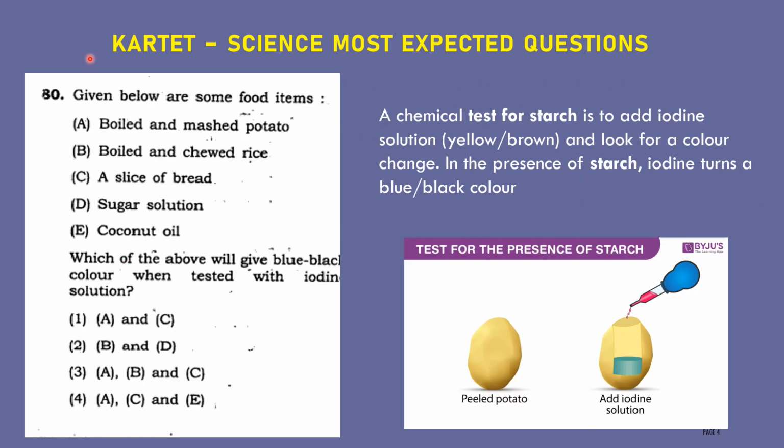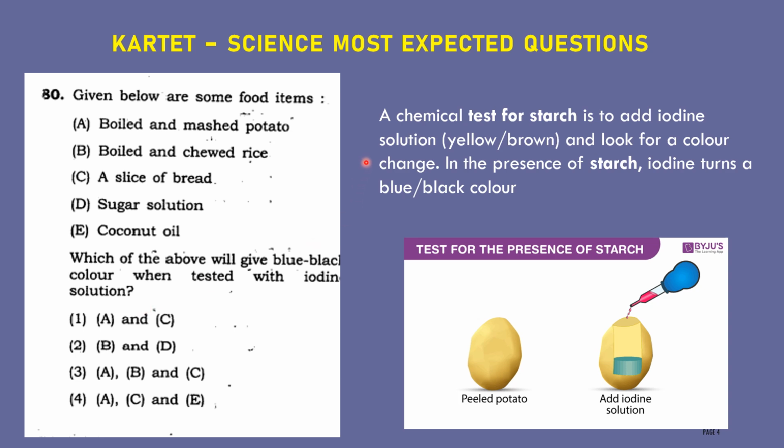Let us see the next question. Given below are some food items. Option A, boiled and mashed potato. Option B, boiled and chewed rice. Option C, a slice of bread. Option D, sugar solution. Option E, coconut oil. Which of the above will give you blue or black color when tested with iodine solution?